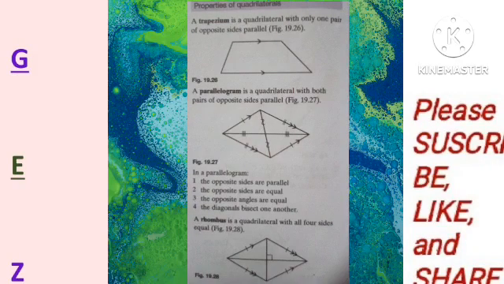Now quadrilaterals are special types of polygons, and they have 4 sides as a unifying property of all of them. Now we have a trapezium. A trapezium is a quadrilateral with only one pair of opposite sides parallel. So you can see it in this diagram. Then next we also have a parallelogram, a quadrilateral with both pairs of opposite sides parallel. So you can see it below. In a parallelogram, the opposite sides are parallel, opposite sides are equal, opposite angles are equal, and finally the diagonals bisect one another. These are the properties of a parallelogram.